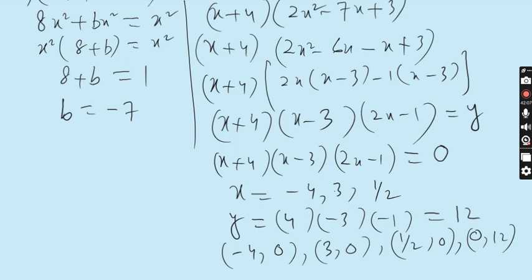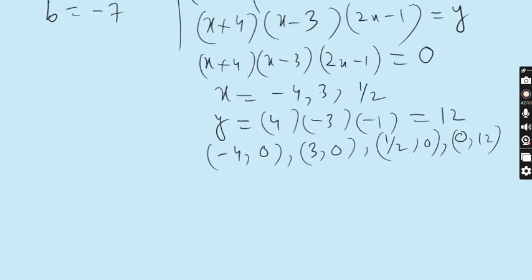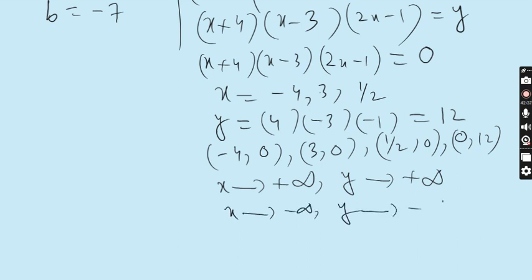Now write the end behavior. You can see in the equation in factorized form, as x goes to positive infinity, y also goes to positive infinity, because every positive value of x gives you positive value of y. Similarly, as x goes to negative infinity, y also goes to negative infinity. It means every negative value of x gives you every negative value of y.